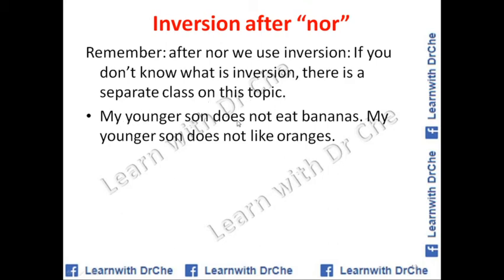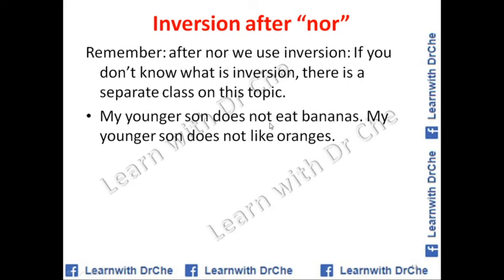My younger son doesn't eat bananas. My younger son doesn't like oranges. These are two negative sentences. My younger son doesn't eat bananas, and my younger son doesn't like oranges. Now look at this. It looks very awkward if you use something like that in your writing. This is not advanced level, this is basic level.